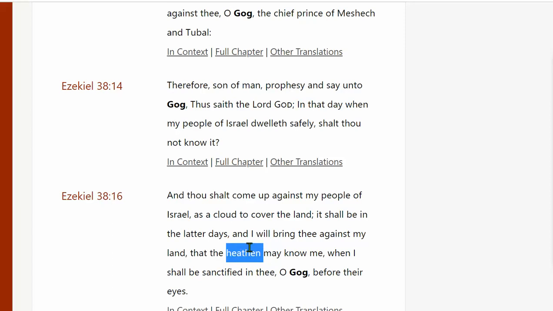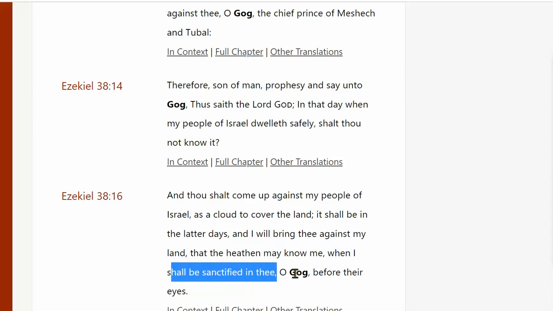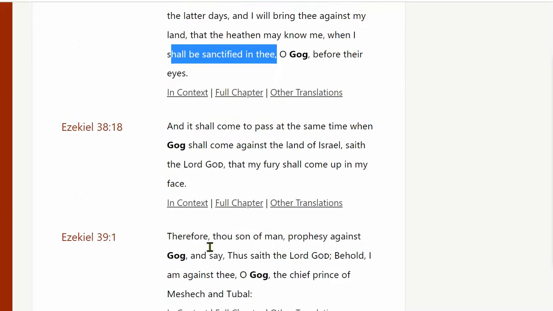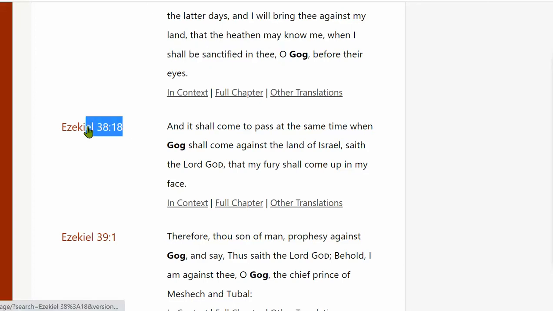So this defeat of Gog is for those people who are not believing, "that the heathen may know me." So once they have been defeated, they will know, and then Yeshua "shall be sanctified in thee, O Gog, before their eyes." So they will see it. Now, if we go to Ezekiel 38:18, it says, "And it shall come to pass at the same time."